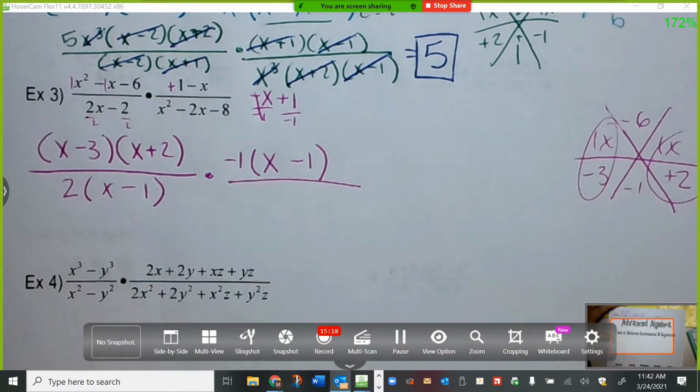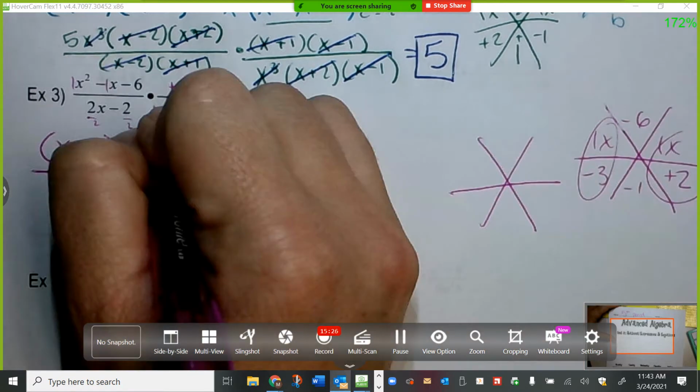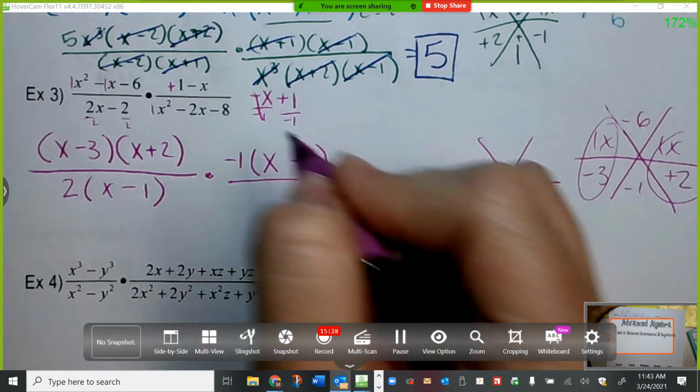Over, how do I simplify or factor the denominator? Snowflake again. So a is 1, b is negative 2, c is negative 8.